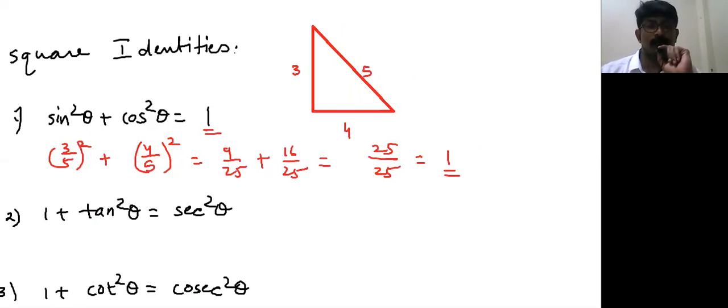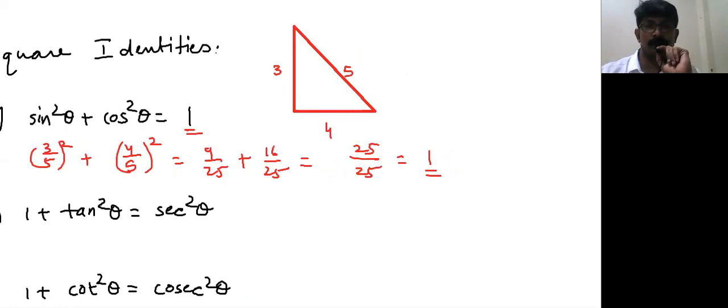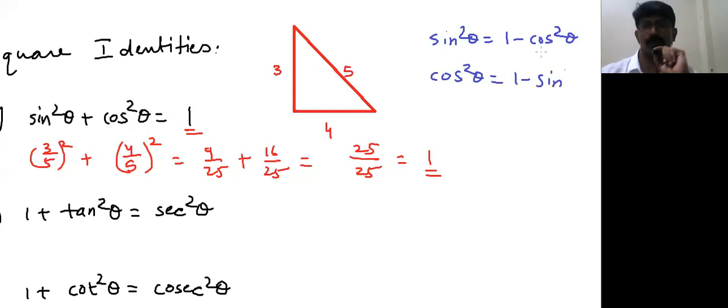Now, once you're done with these 3 basic identities, you can rewrite them in a different format. Like sine square theta can be written as 1 minus cos square theta, or cos square theta can be written as 1 minus sine square theta. Okay, some people are asking, so please write it down. So sine square theta can be written as 1 minus cos square theta, or cos square theta as 1 minus sine square theta, or vice versa. 1 minus cos square theta can be substituted as sine square theta, and 1 minus sine square theta can be substituted as cos square theta.